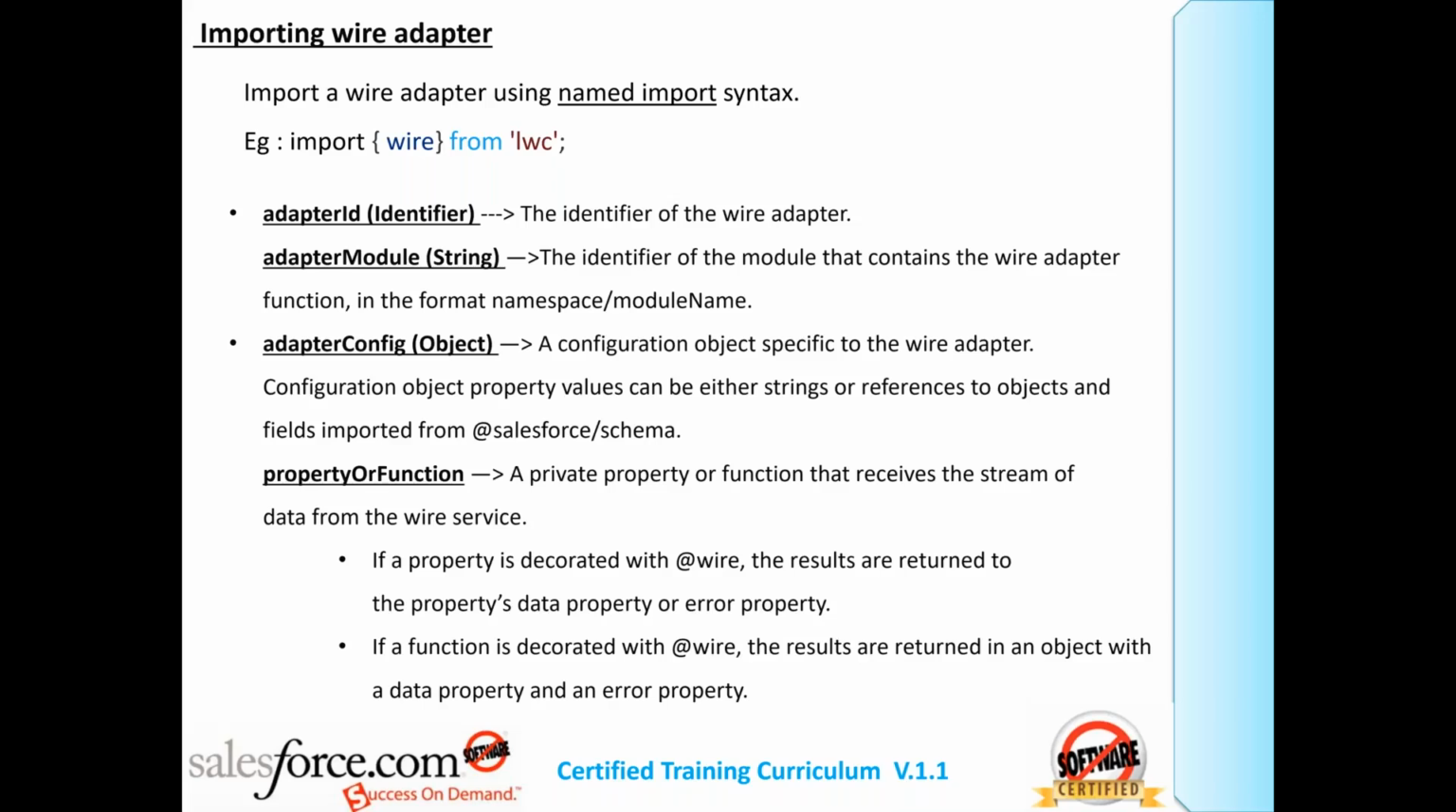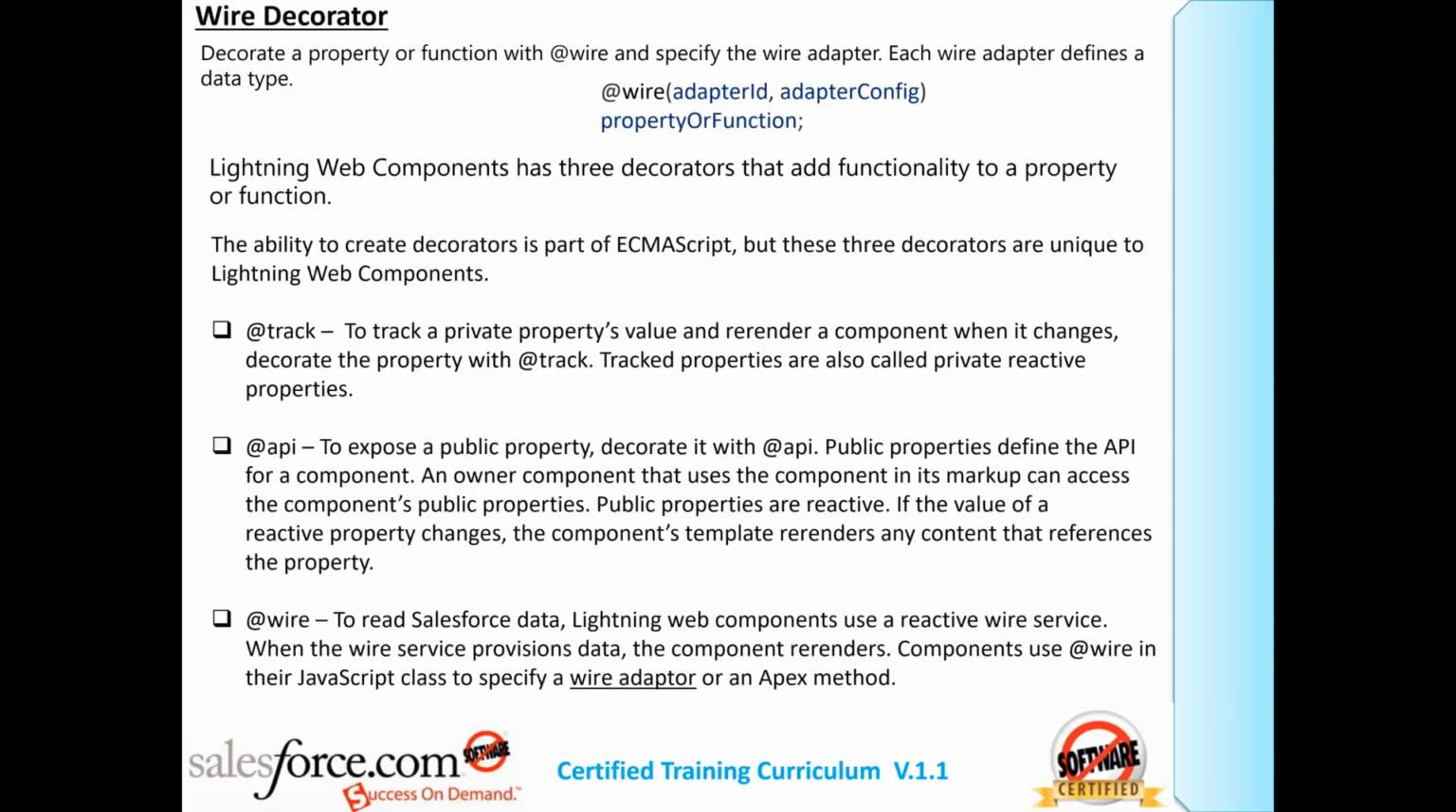Next, custom program. We can write it where? In the adapter config. That is the place where you can do any type of configuration. In the configuration, I can write the additional program in the wire in 2 ways, property or a function. How does the wire decorator structure look? @wire, adapter ID, comma, adapter config, property or a function.